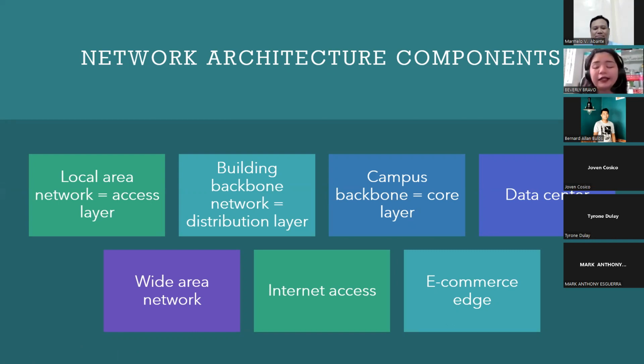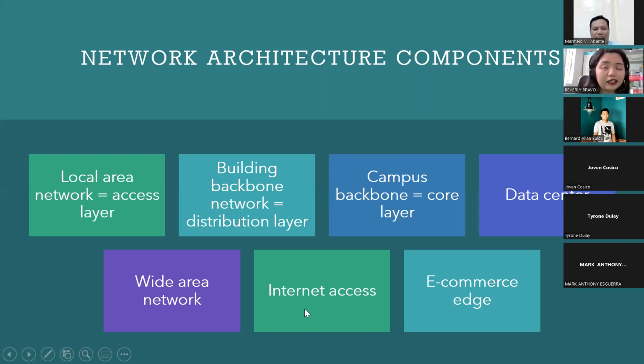The wide area network is for private use of the company. So the wide area network connects campuses. So for example, in my previous example from De La Salle University, if they have a wide area network, all campuses are connected somehow through this component. So that's the wide area network.